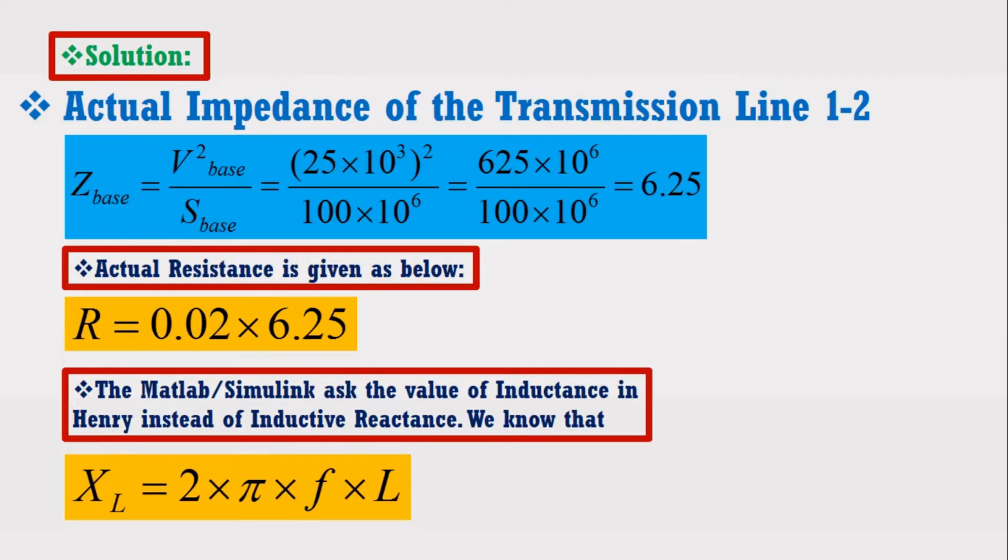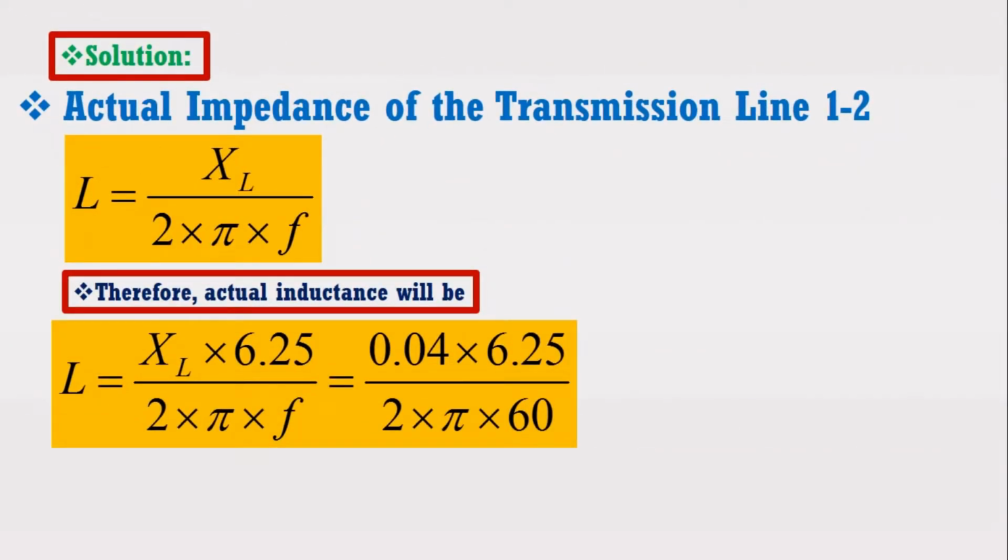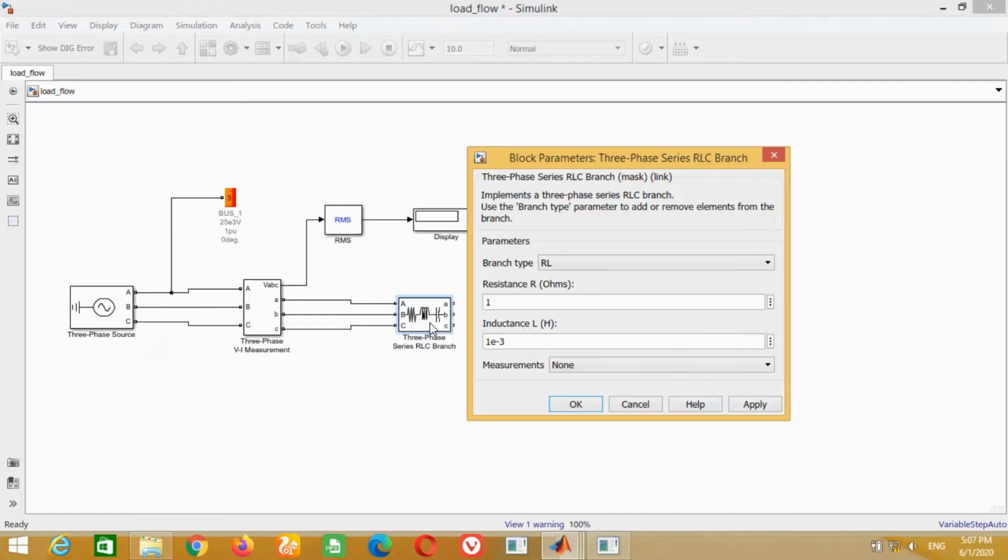Now, actual resistance is given as below. Similarly, the Matlab Simulink asks the value of inductance in Henry instead of inductive reactance. And we know that inductive reactance is equal to 2 pi fL. And L will be equal to inductive reactance divided by 2 pi f. Therefore, actual inductance will become L is equal to inductive reactance multiplied with 6.25 divided by 2 pi f. Therefore, put these values of resistance and inductance in the model and click OK.